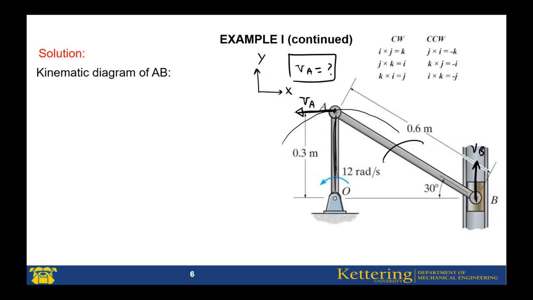Also, I consider that this one is moving with omega AB in this direction. Just imagine, if this one rotates in this direction, causing this one to move up, this one rotates in this direction. This is the correct direction of omega AB. However, do not worry, as I mentioned, if you guess this in the opposite direction, you will find a negative number.